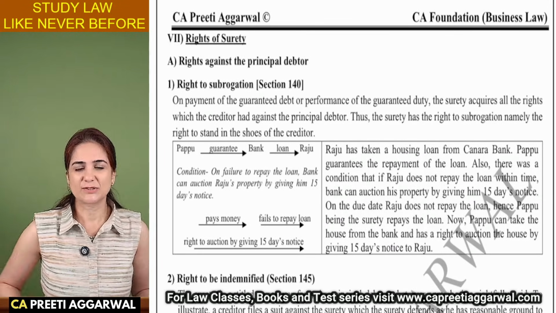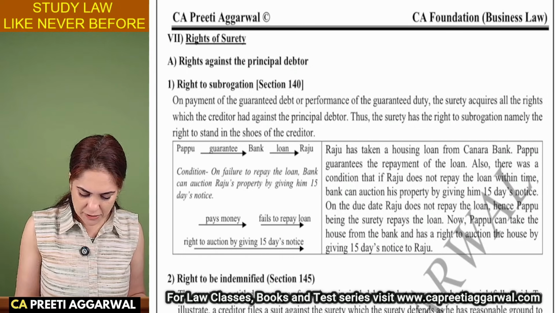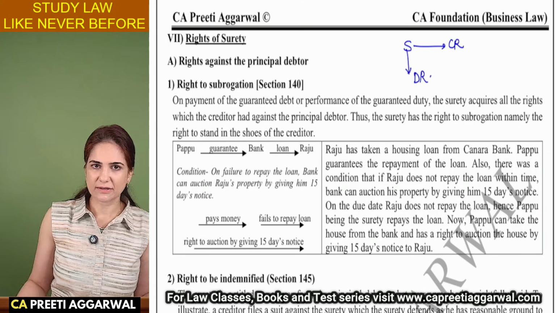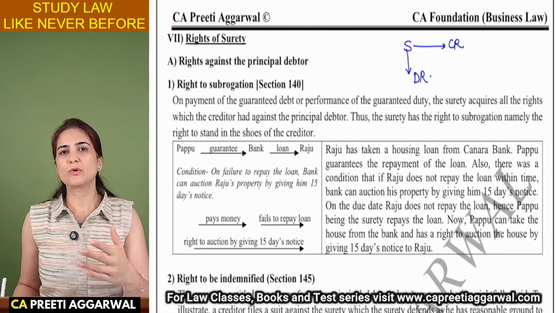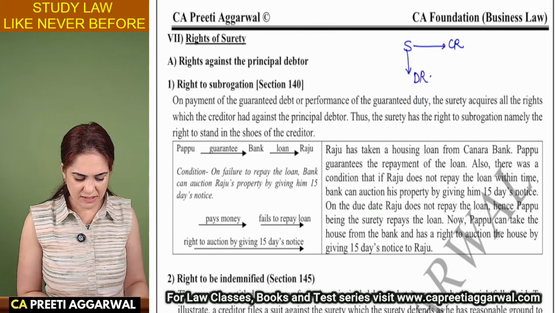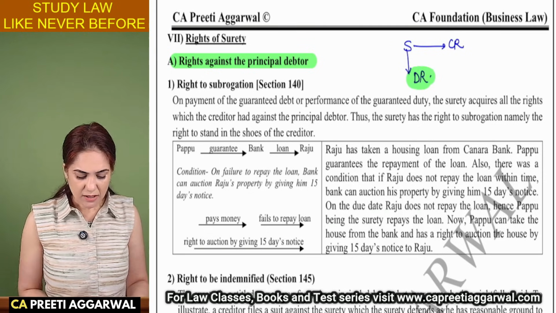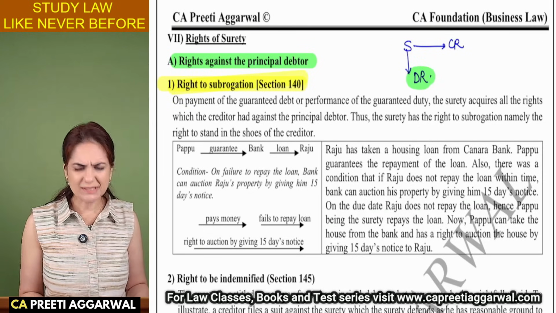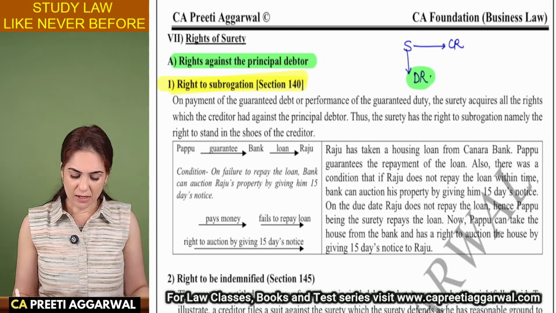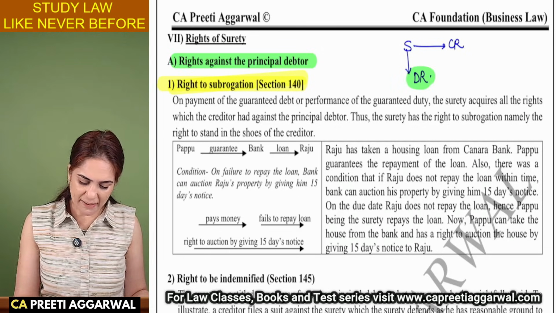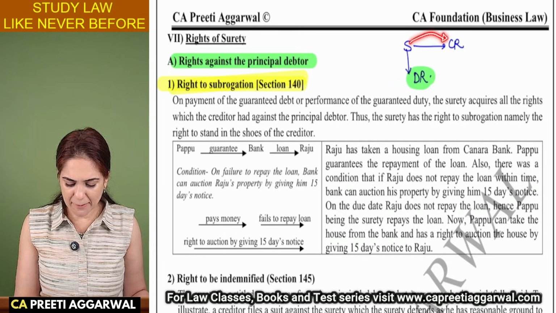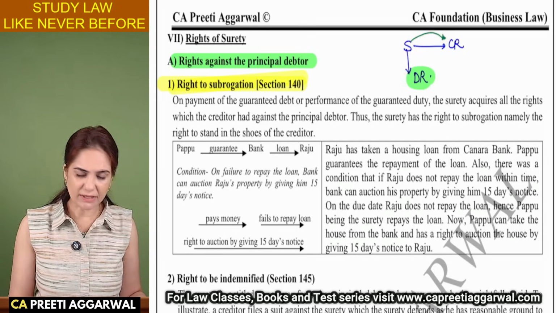Then we have rights of surety. See, the surety has contract with the creditor as well as debtor. Because the surety has a contract with both the parties, he has rights also against both. The first is right against the debtor. He has a right of subrogation. What does it mean? Subrogation means to step in the shoes of the other person. The surety will pay the money to the creditor if the debtor defaults.